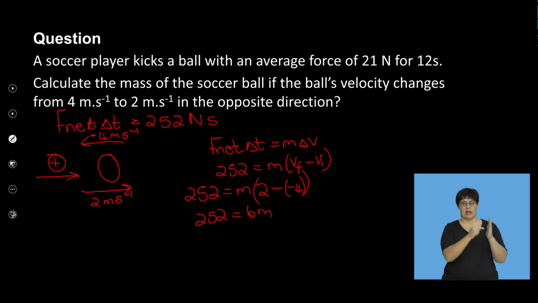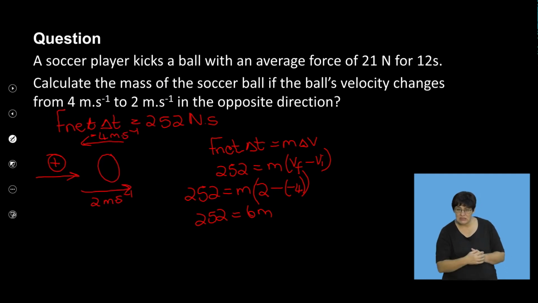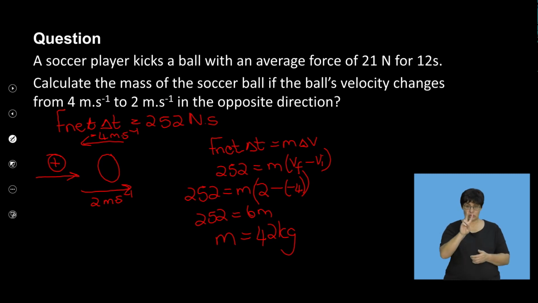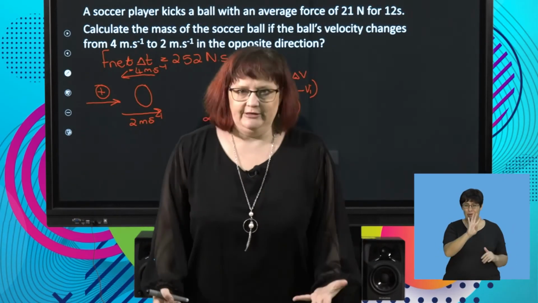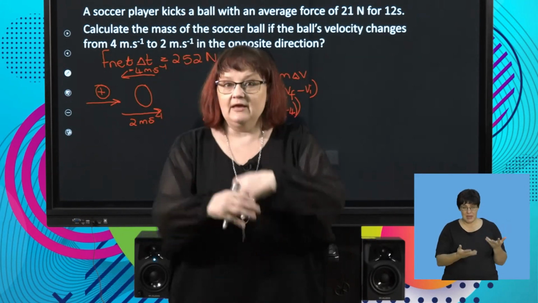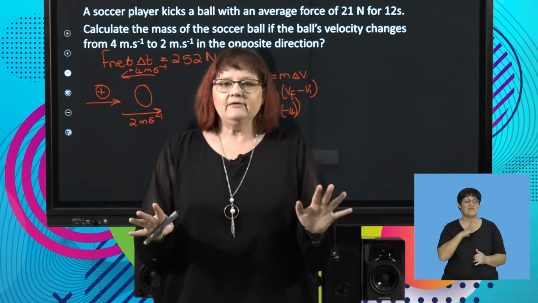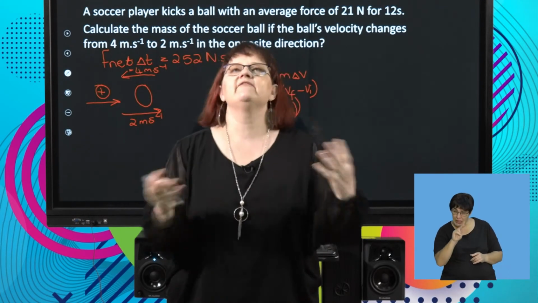Let's put this in the calculator, though, because I know I can't do this in my head. 252 divided by 6, and we get 42 kilograms. In an exam, if you get an answer of 42 kilograms for a soccer ball, I'm sincerely hoping you're going to go, something's wrong. Soccer ball should not be 42 kilograms. Obviously, something's wrong. There must be something wrong with the information I gave you. It's fine for now, but in the real world, soccer balls are not 42 kilograms. We'd never be able to kick them.